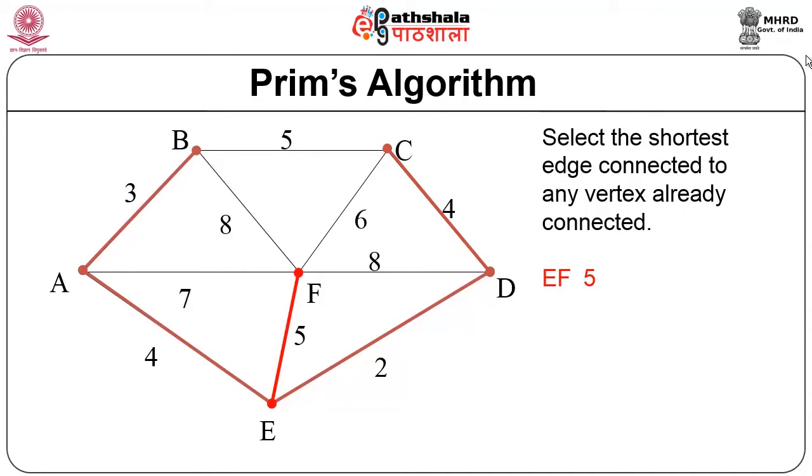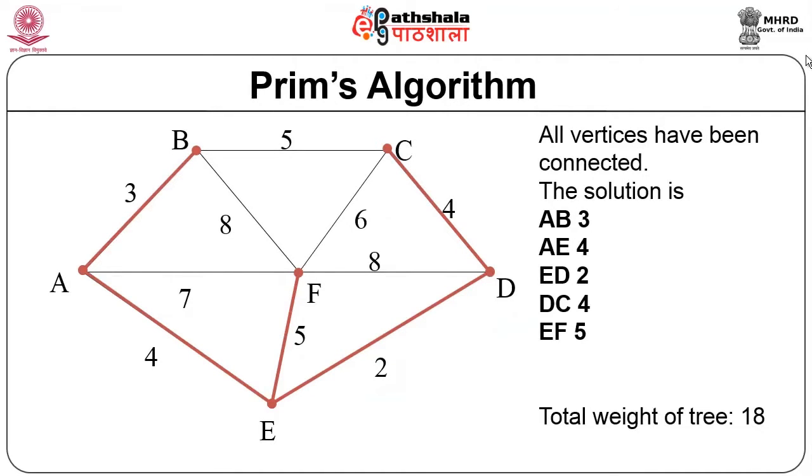Okay. So, this is the one. Now, all the nodes have been done. So, you have AB 3, AE 4, ED 2, DC 4 and EF 5 and the total weight is 18. So, these are the nodes that you select and this is the way it is done.